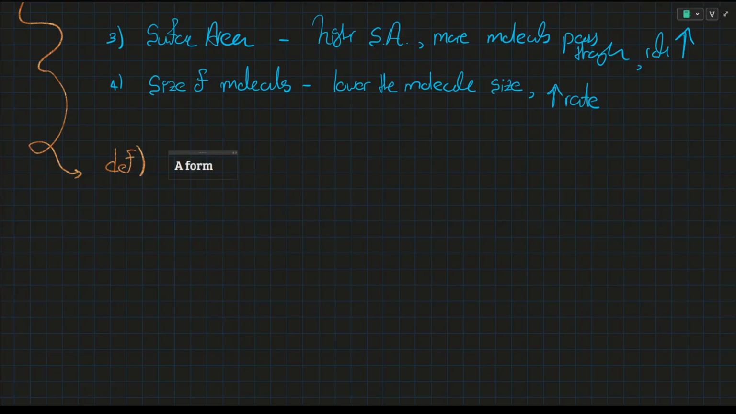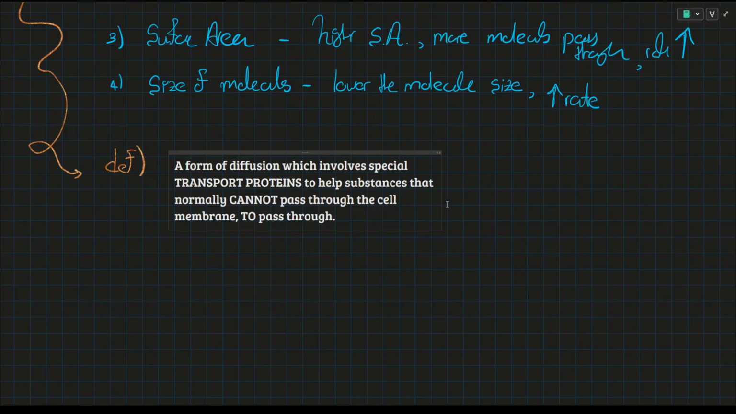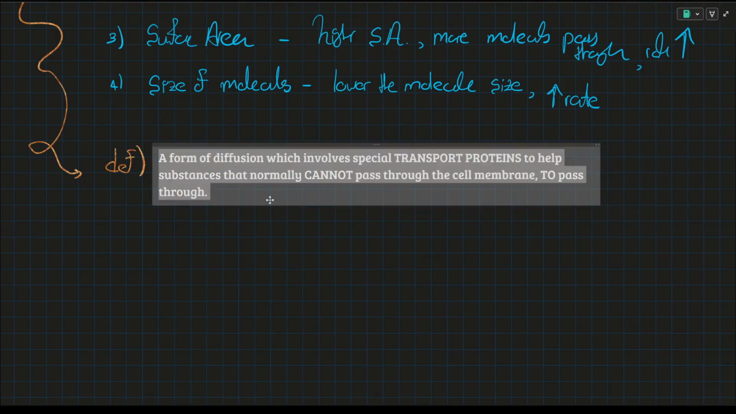Facilitated diffusion is actually a form of diffusion, obviously, as the name suggests. The thing is, this involves special transport proteins. Those transport proteins are going to help substances that normally cannot pass through the cell membrane to pass through the cell membrane. That's the importance of facilitated diffusion.